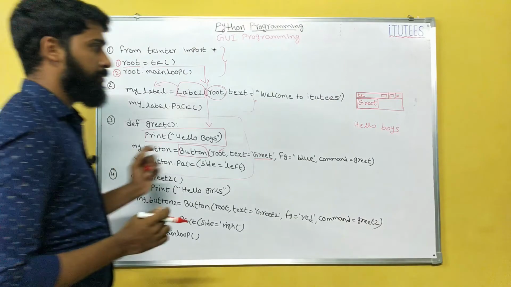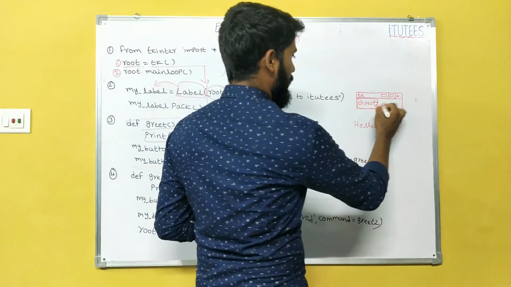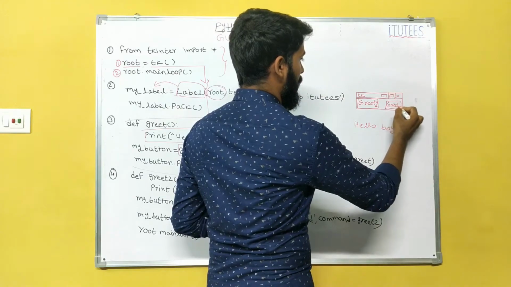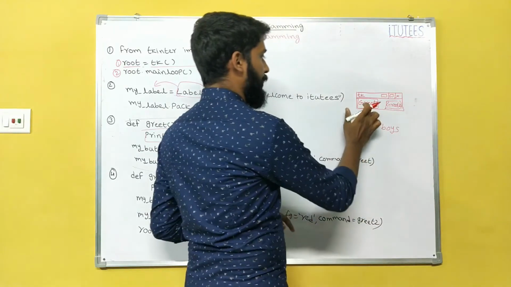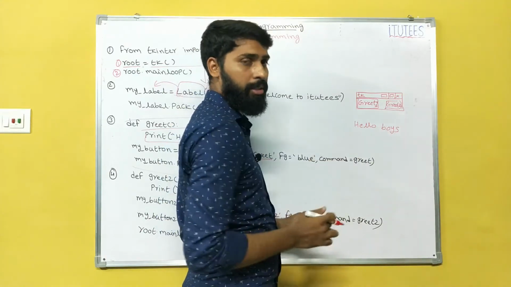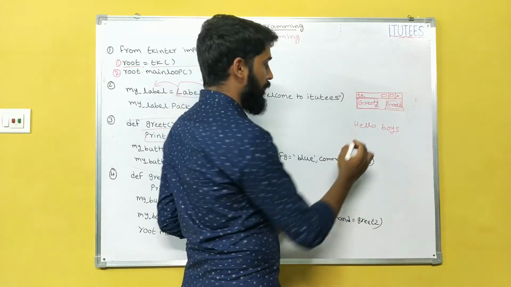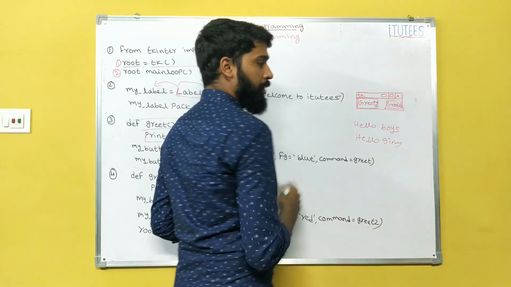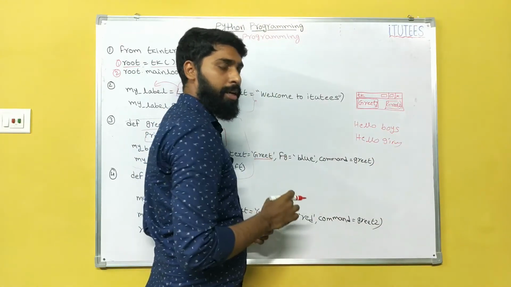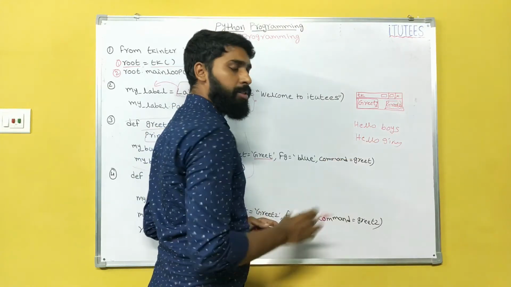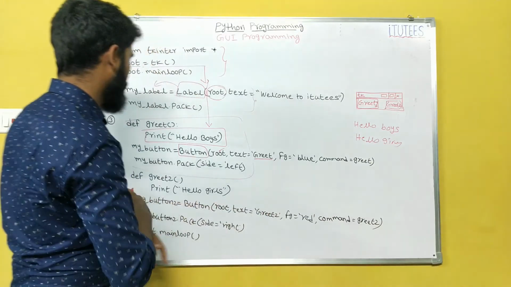So next program, I want to take a button, greet 1, and another button, greet 2. If I press greet 1, then it prints hello boys. If I click on greet 2, then it prints hello girls. If you click 10 times, 10 times it prints hello boys. If you click 20 times, then it prints 20 times hello girls.